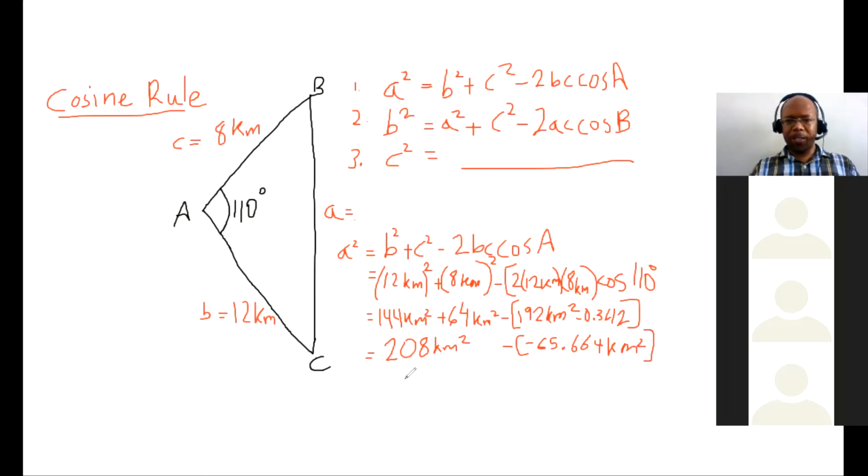All right. Now, almost there. So I'm bringing down my 208 because I have nothing more to do with this right now. 208 kilometers square. Negative and a negative, you guys were correct. It gives you a positive, right?